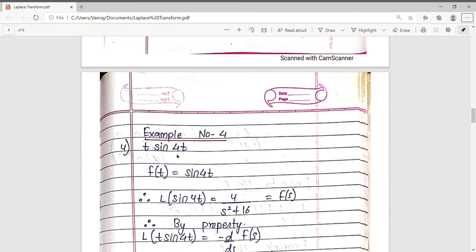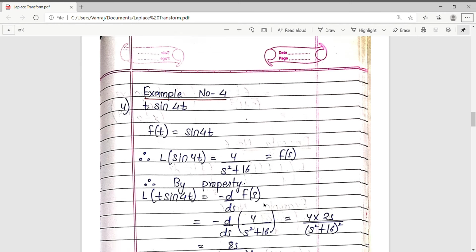Our example says that we have to find the Laplace transform of t times sin 4t. Here f(t) is sin 4t, so first of all we will find the Laplace transform of f(t). The Laplace transform of sin 4t is 4 upon s square plus 16, that is, a upon s square plus a square, where a is 4 and 4 square is 16. So this is our F(s).